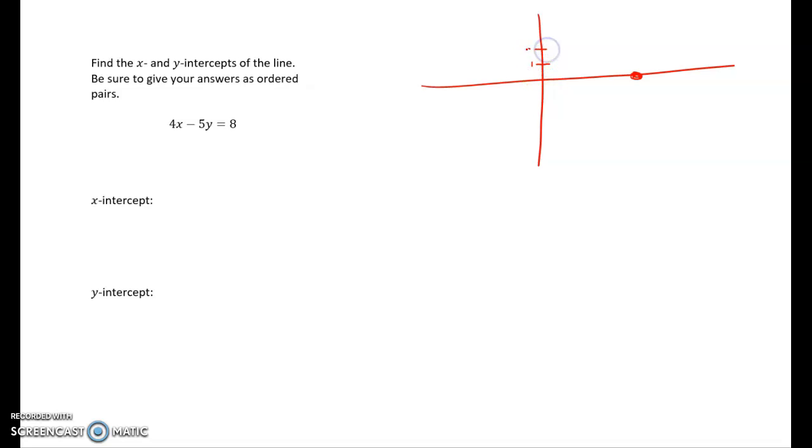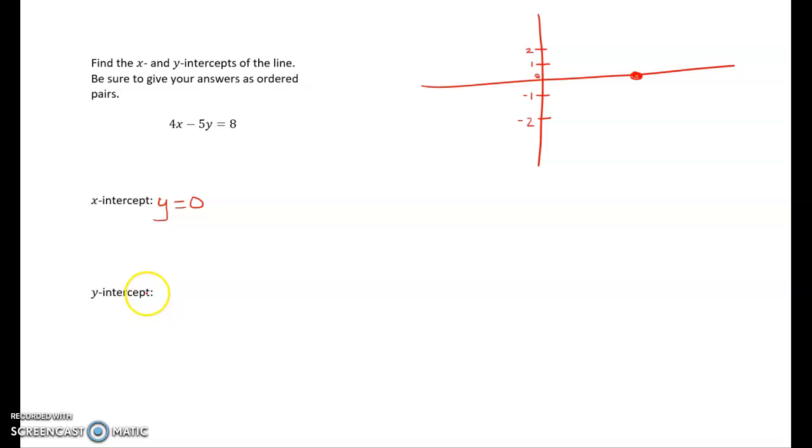Y would be 2 here. It would be -1 here, -2 here. So what is it on the x-axis? Well, it would be 0. This is where y equals 0. And so we know no matter what the x-intercept is, that y will always equal 0. And so this can help you find it.